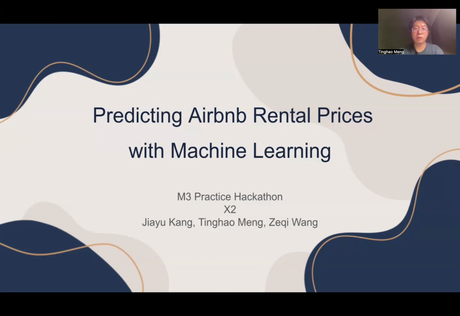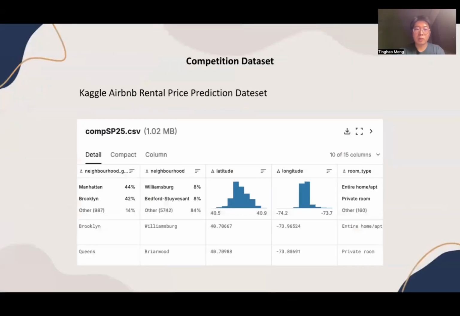Today, our team will discuss our approach to predicting Airbnb rental prices using machine learning models. Our team members are Jiayu Kang, Tinghao Meng, and Zeqi Wang. So our goal for this project was to develop a highly accurate regression model that minimizes the root mean square error, or RMSE, which was the key evaluation metric for the Kaggle competition.